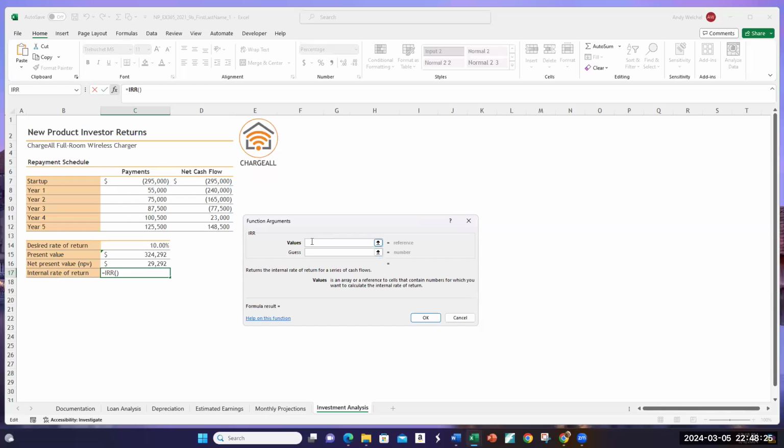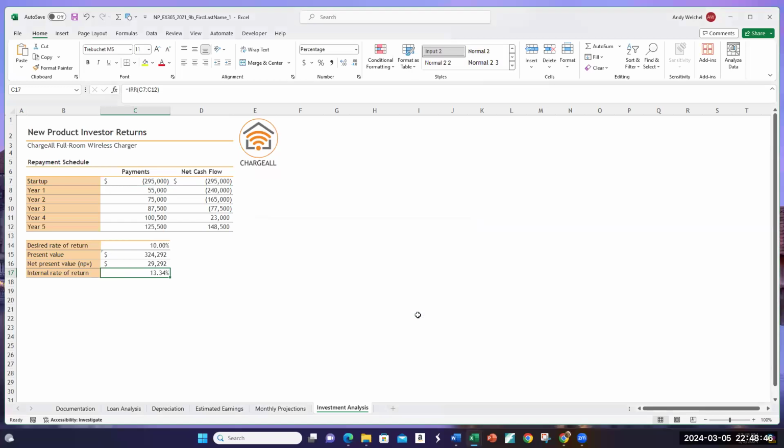So our values are again going to be this. We can just highlight all that, C7 through C12. The first number is going to be the first year, second, third, fourth. So it should work if I just do that. 13.34%. These folks are trying to get 10%. We are actually giving them 13.34%. They're investing this much in us, and they're getting this much out of us. So that's a pretty good return. It's a 13.34% return.